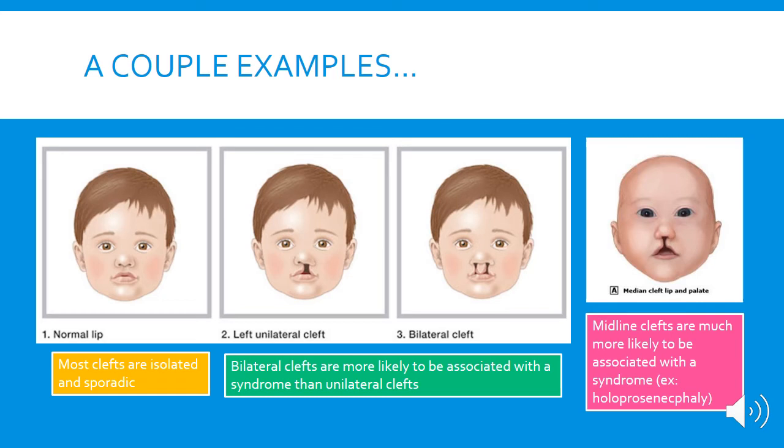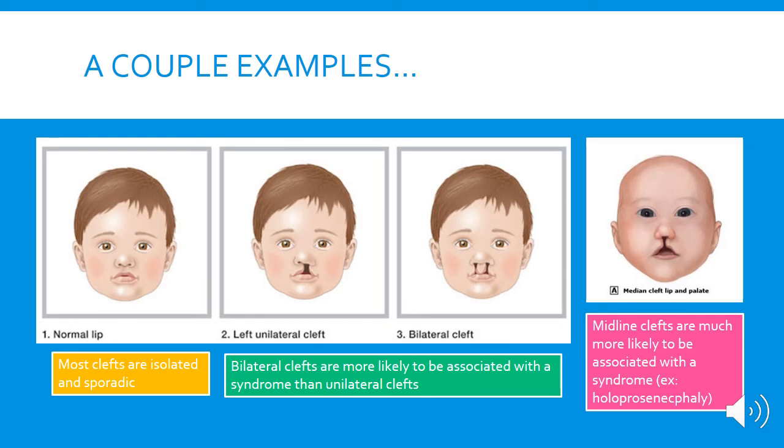And clefts can be unilateral or bilateral, so they can affect one side extending down from one nostril, or they can affect both sides extending down from both nostrils. A unilateral cleft is much less likely to be associated with a genetic syndrome than a bilateral cleft, and that makes a certain amount of sense. If it's randomness that's causing it, you need two random events to affect both sides, whereas if it's a genetic predisposition, then you are more easily affecting both sides. Bilateral clefts are also a lot harder to repair than unilateral clefts.